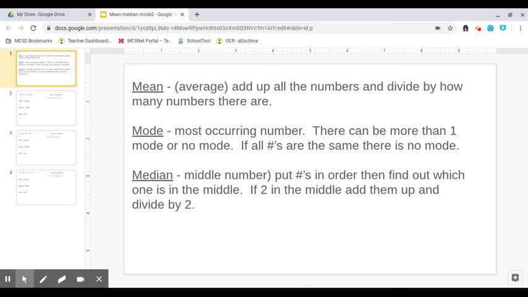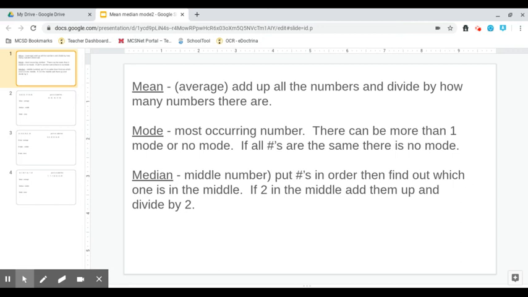The mean, again, is your average. You have to add up all the numbers and divide by how many numbers there are. The mode is the most occurring number. There can be more than one mode, or there can be no mode. If all the numbers are the same amount, there's no mode. Like if your numbers are 1, 2, 3, 4, there's no mode. All the numbers have 1. If there's 1, 1, 2, 2, and 3, 1 and 2 are your modes because there's 2 of each of those, but only 1 three. So keep that in mind.